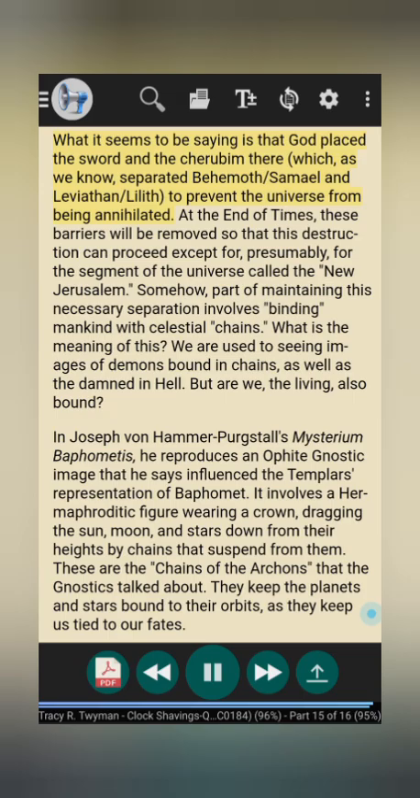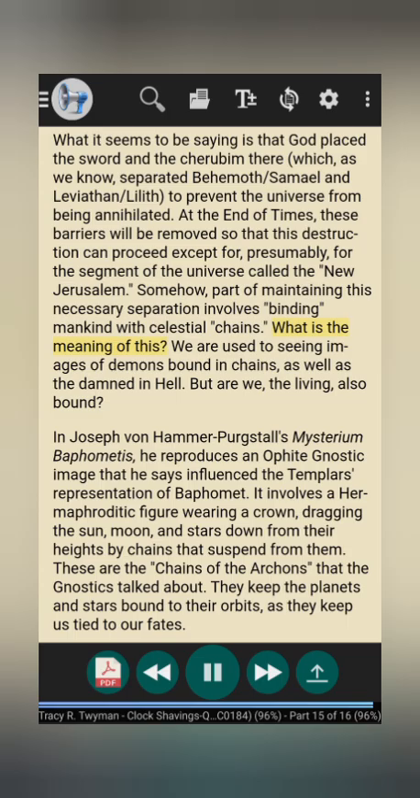What it seems to be saying is that God placed the sword and the cherubim there, which, as we know, separated Behemoth/Samael and Leviathan/Lilith, to prevent the universe from being annihilated. At the end of times, these barriers will be removed so that this destruction can proceed, except for, presumably, the segment of the universe called the New Jerusalem. Somehow, part of maintaining this necessary separation involves binding mankind with celestial chains.